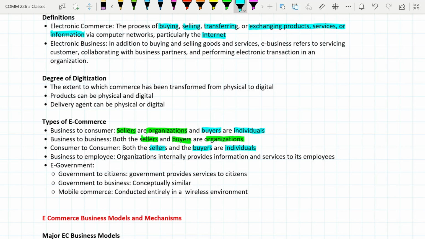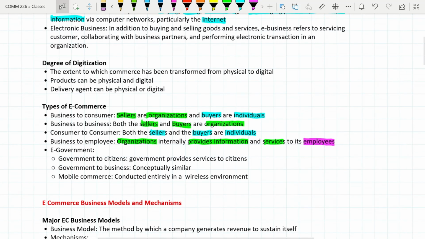Business to employee, organizations internally provide information and services to their employees. So the organization provides information and services to its employees. E-government, it's government to citizens. Government provides services to citizens. Government to business, conceptually similar. Mobile commerce is conducted entirely in a wireless environment.